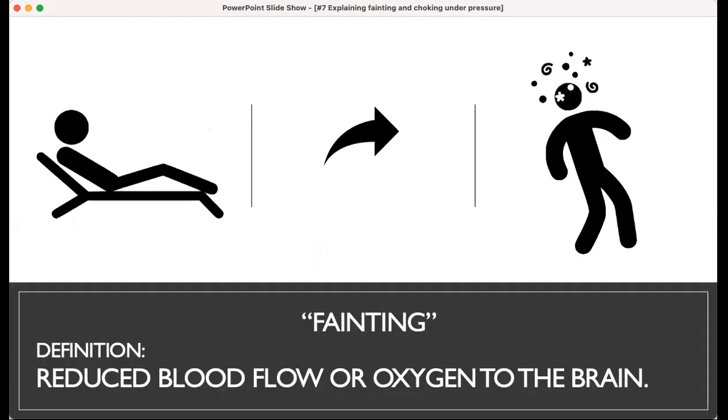Well, fainting is really a general term, and it just means that your brain is getting reduced blood flow. Reduced blood flow is reduced oxygen delivery to the brain. And that can happen in several situations. The example I'm giving here is when people stand up too fast and their blood pressure doesn't equilibrate quickly and they get that sense of dizziness.